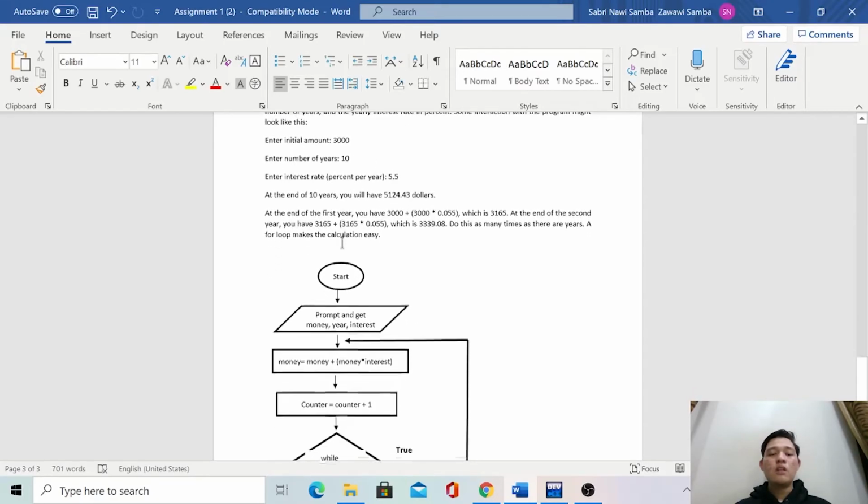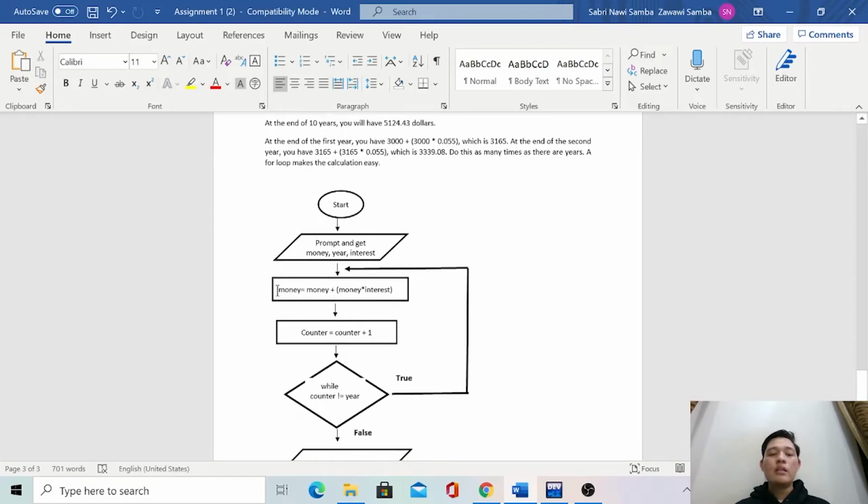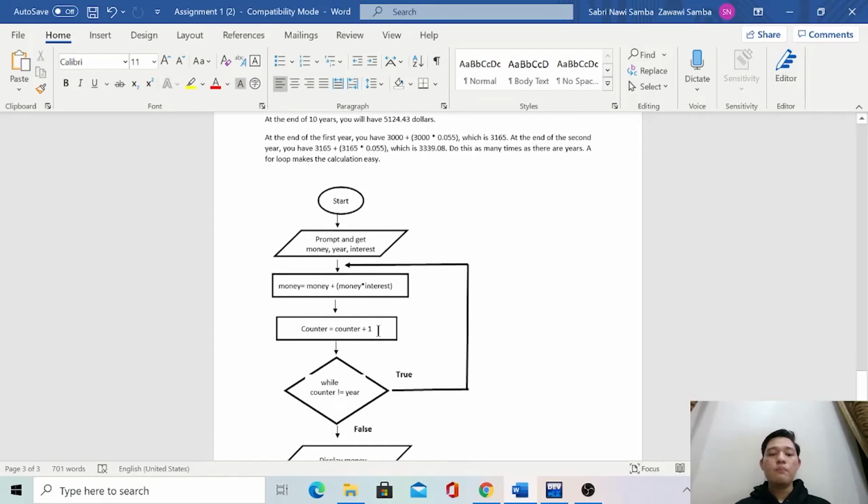This is the flowchart of the program. Start the program, prompt and get money, year, and interest, and then we will calculate the money after addition with the interest, which is money at the beginning, input money times interest. This is the addition of money at the end of the year. So this is the final money after a year. Then we will add the counter plus 1.